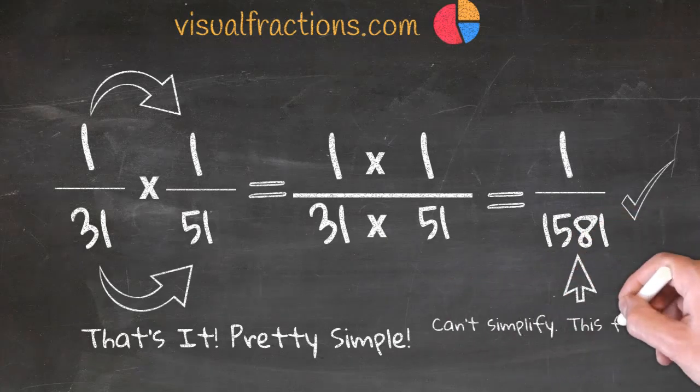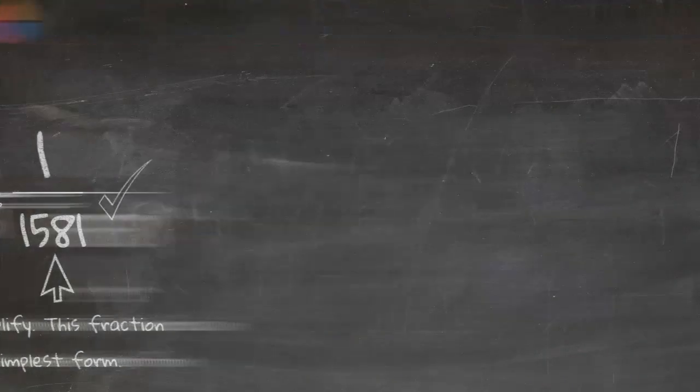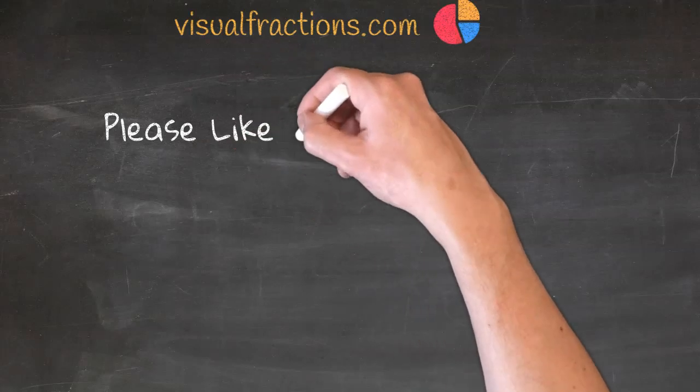Remember, 1/1581st is already in its simplest form. You've now learned how to multiply two fractions together.